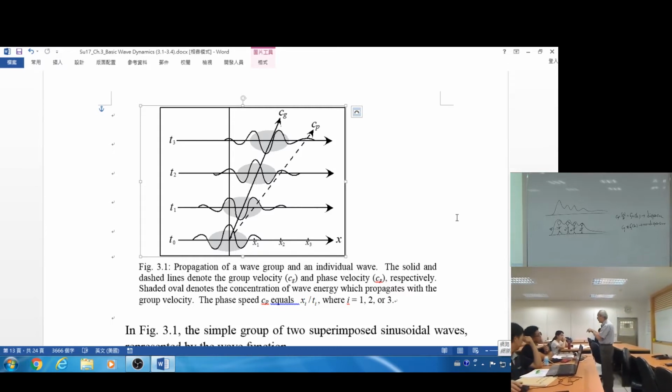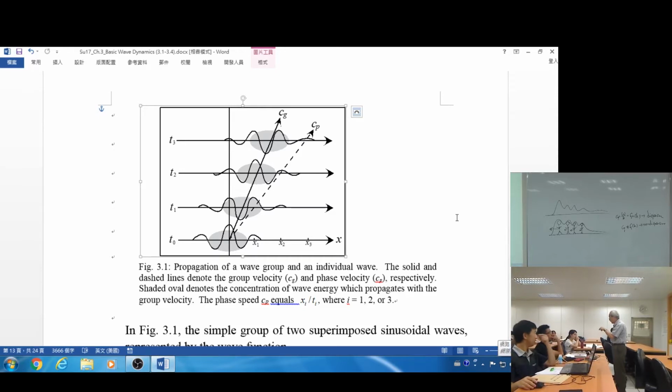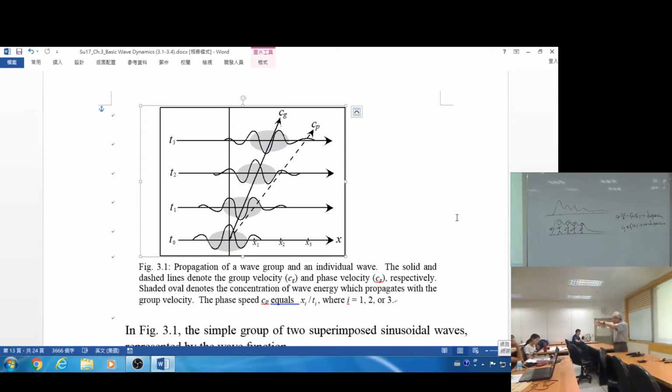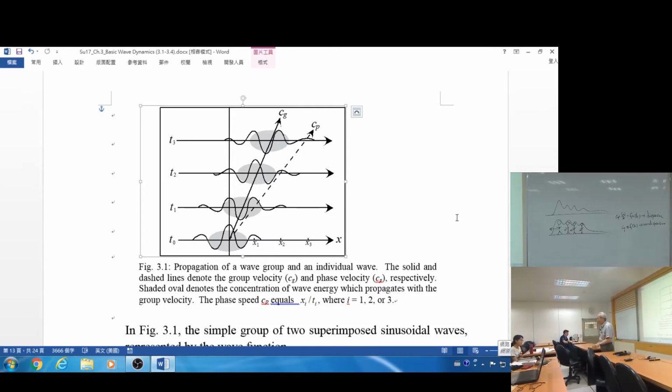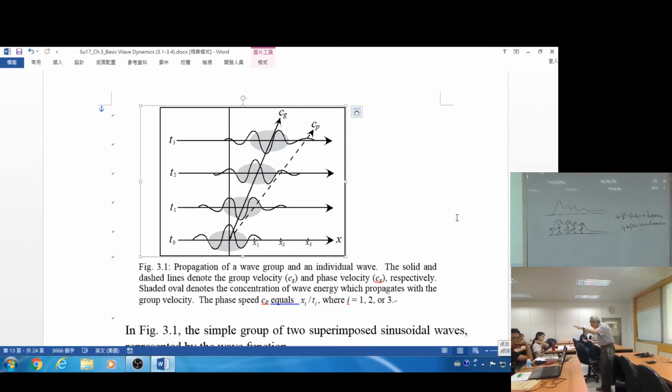What's the difference between dissipation and dispersion? Okay, dispersive is the wave pattern changes. Dissipation, wave pattern same. Okay, yeah, it's just suppressed.